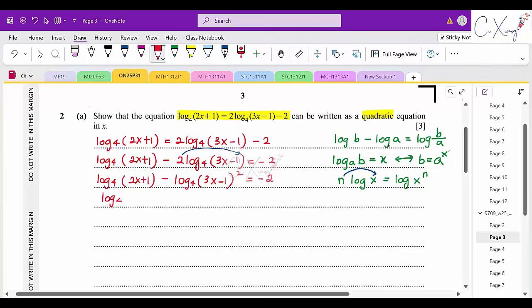So I copy the log 4. Then this is my b, 2x plus 1 is the b in this case, and then divided by a. Your a will be 3x minus 1 squared. Then equals to negative 2.